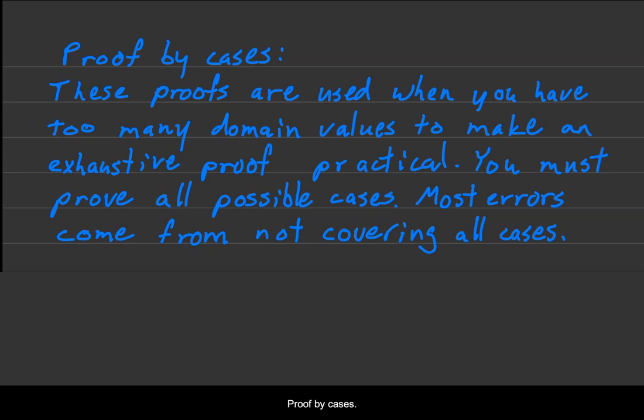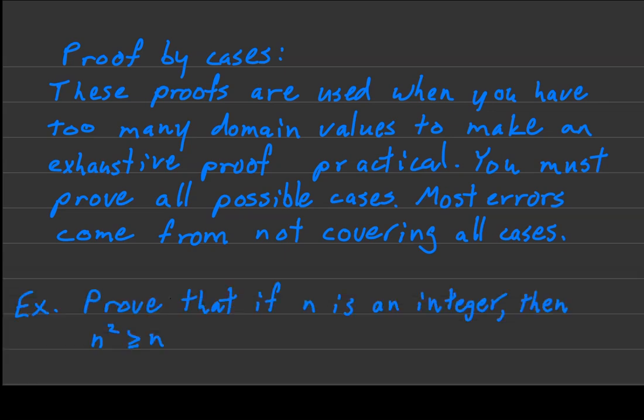Proof by cases. These proofs are used when you have too many domain values to make an exhaustive proof practical. You must prove all possible cases. Most errors come from not covering all of the cases. So let's look at an example: prove that if n is an integer, then n squared is greater than or equal to n.